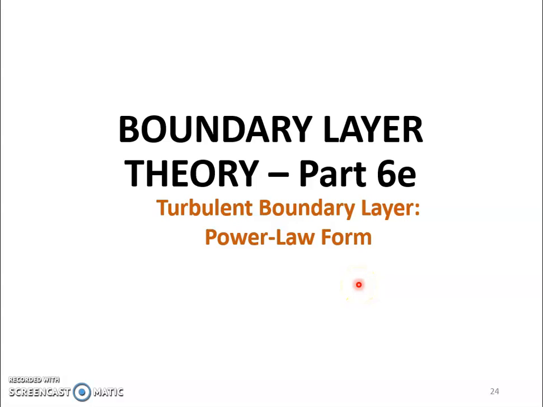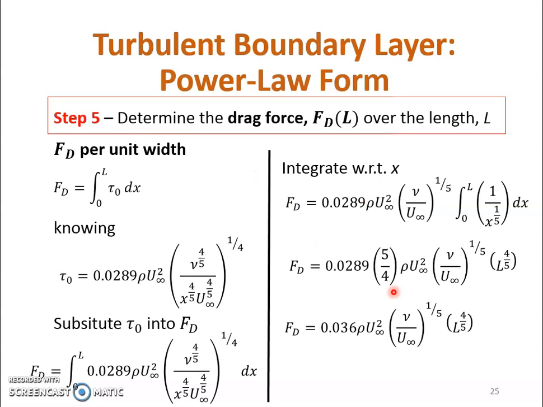Okay, this is the last part on the turbulent boundary layer power law form, that is part 6e. Previously we have obtained the delta, the tau naught, and also the small cf, and then we have two parameters left, that is the drag force and also the skin friction coefficient, that is the big CF.